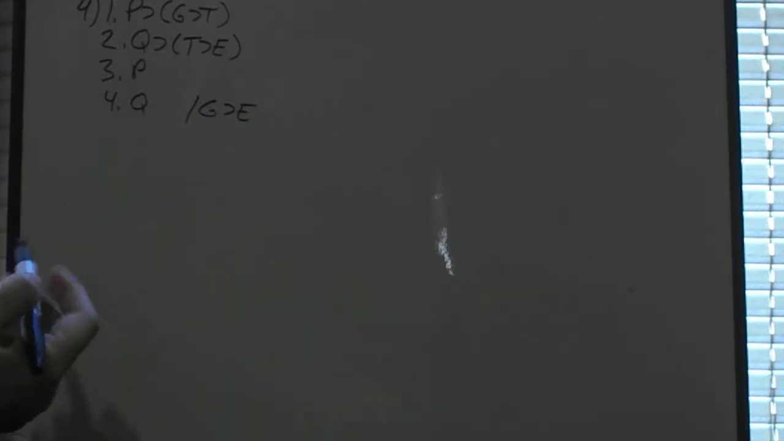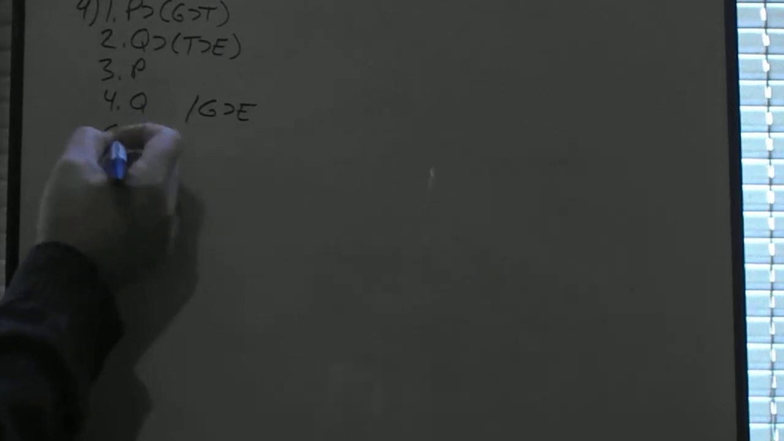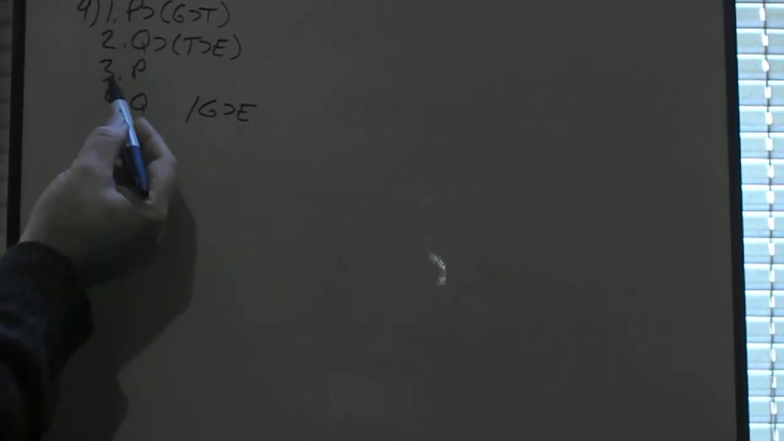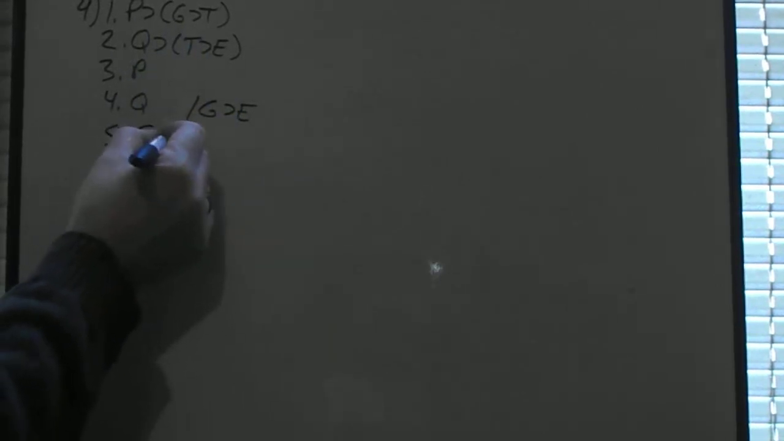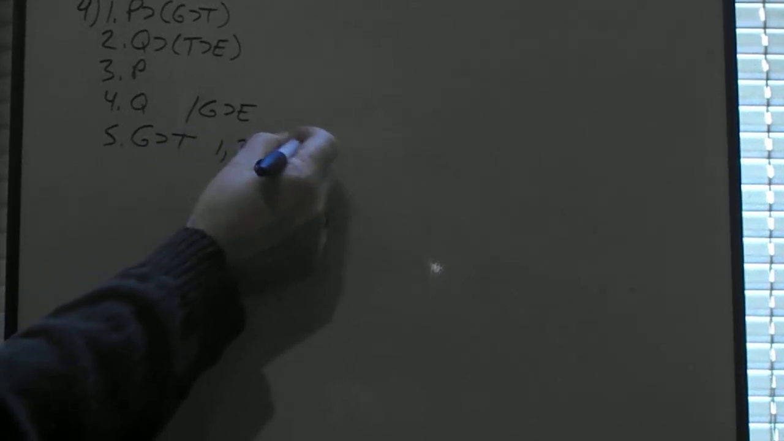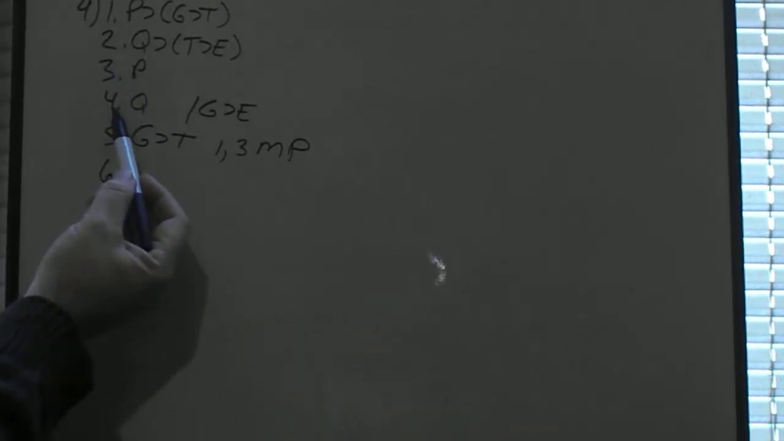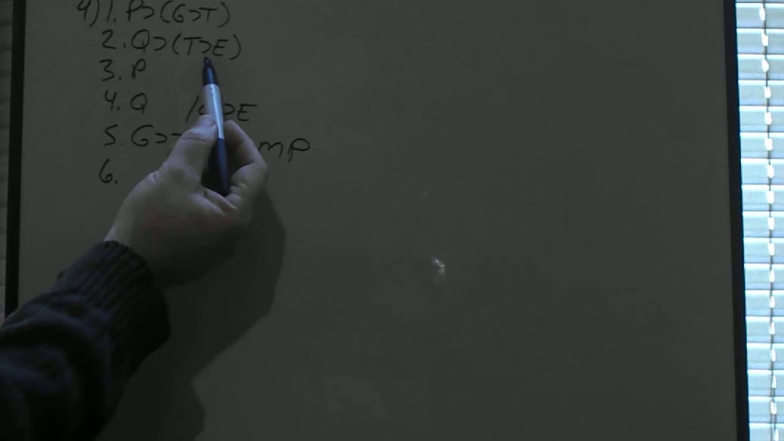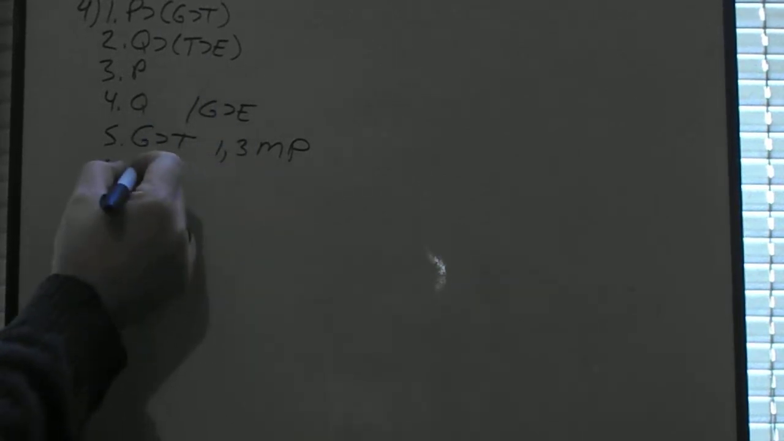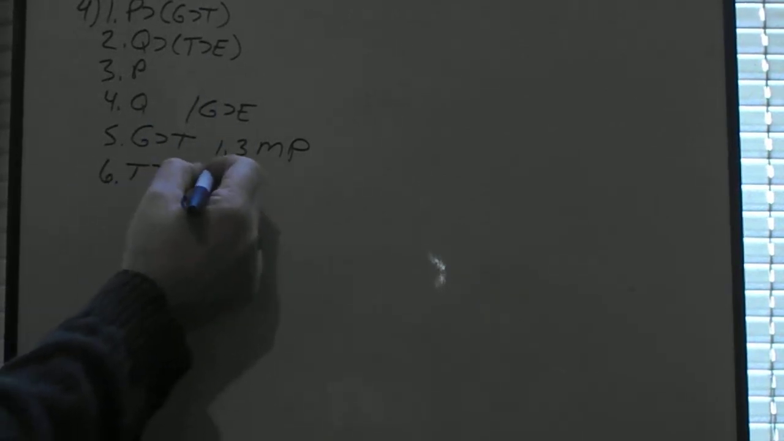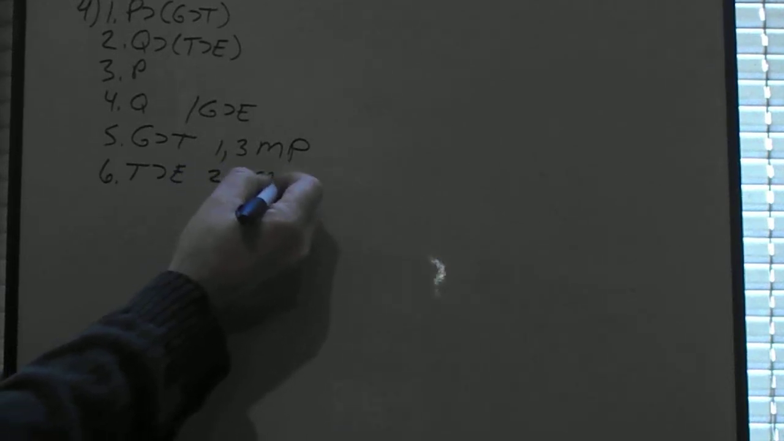Okay. So looking at the lines that are present, we should be able to see very easily that 1 and 3 would make a modus ponens. If P then G then T, P therefore G then T from 1 and 3 modus ponens. And then we can also see that 2 and 4 make a modus ponens. If Q then T then E, Q therefore T then E. Right, so 2 and 4 modus ponens.